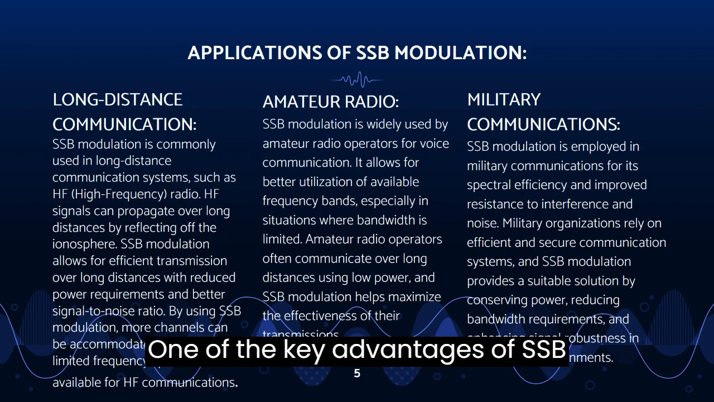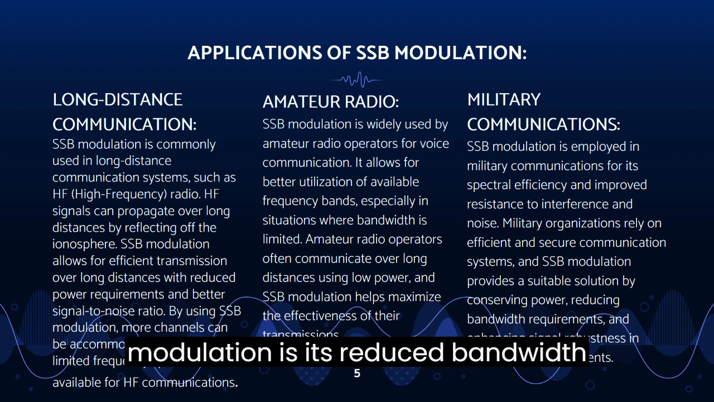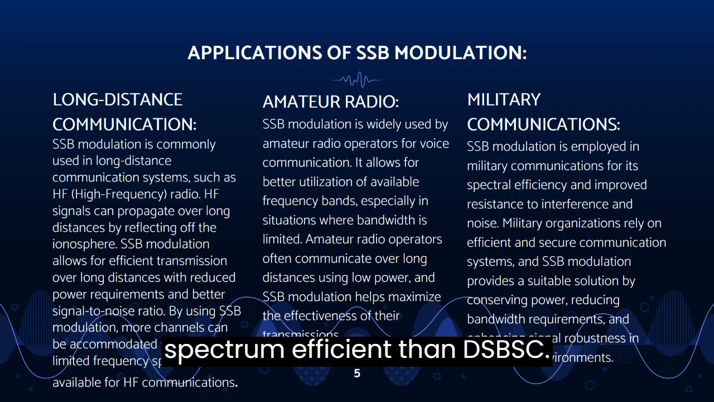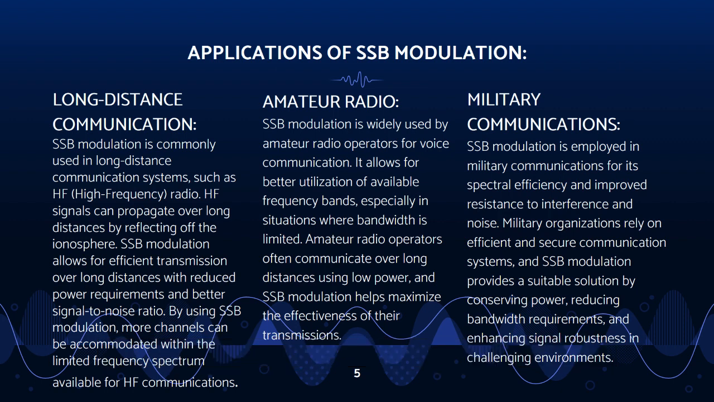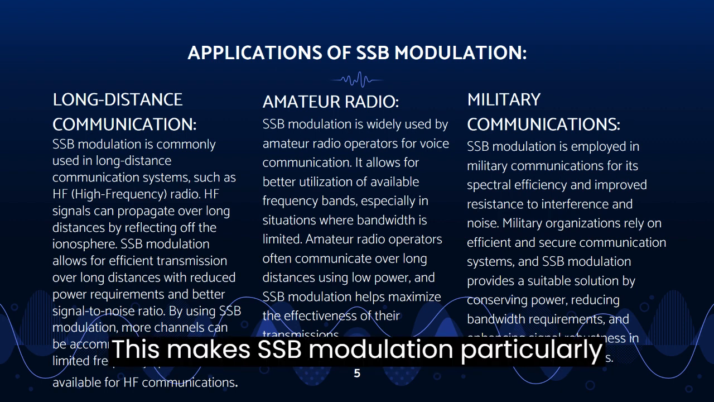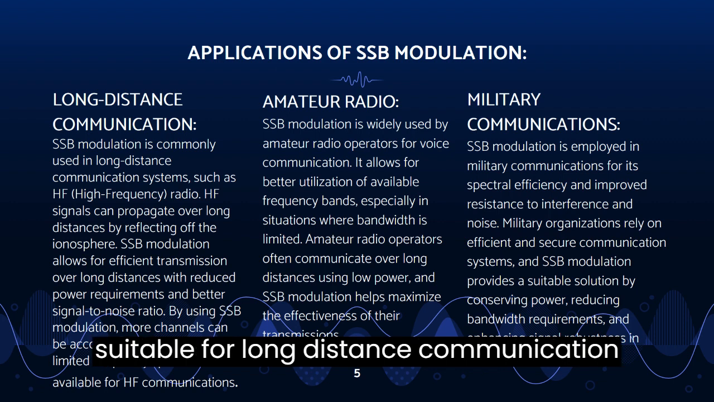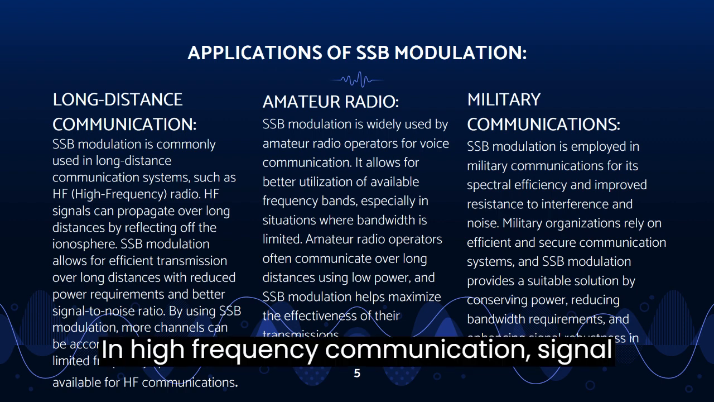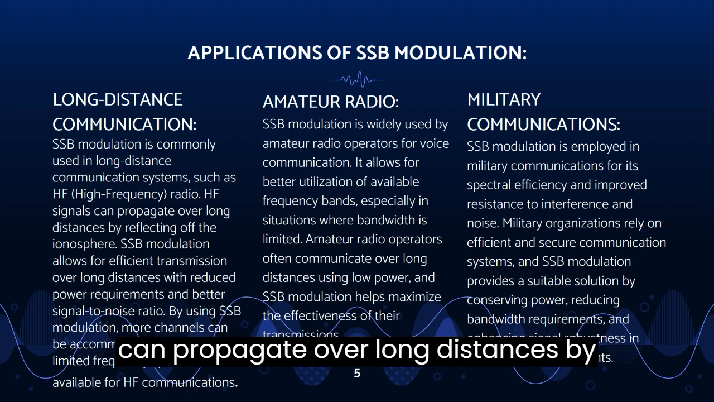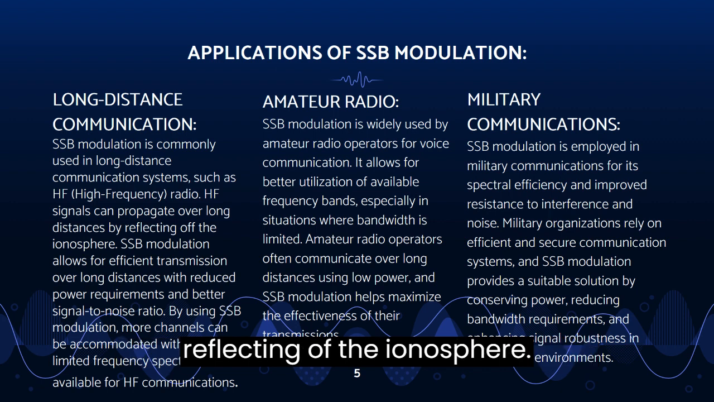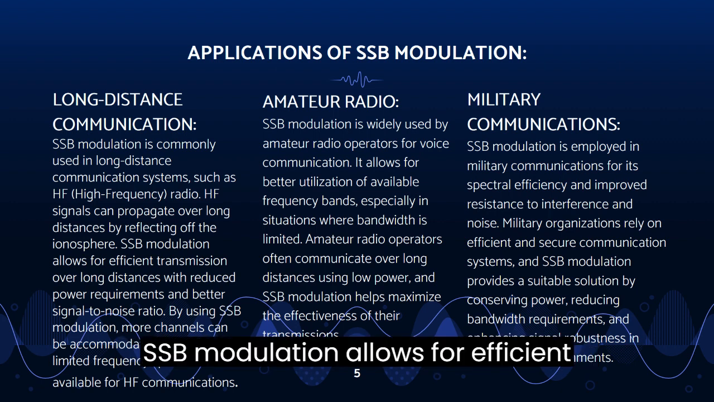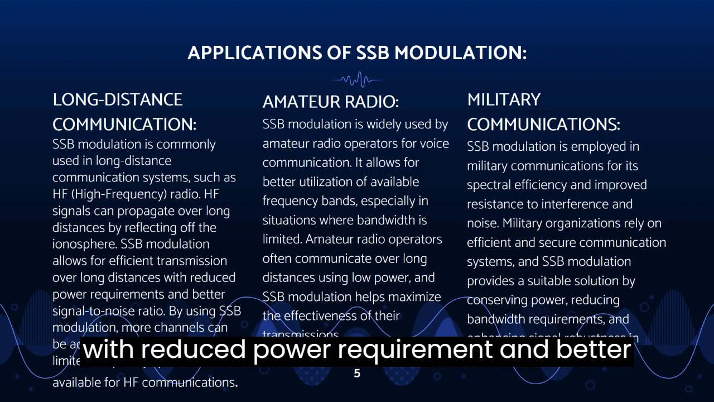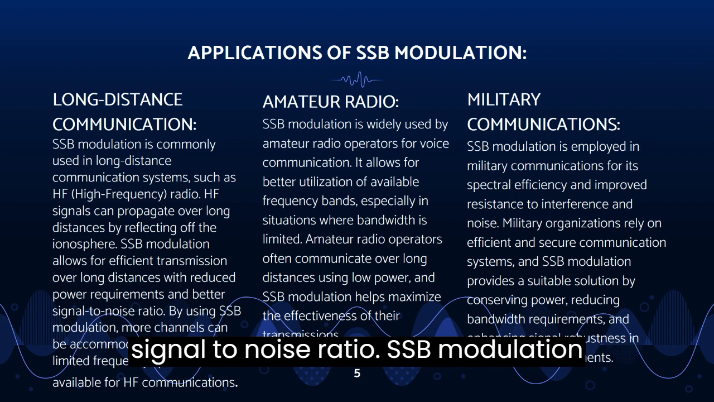and bandwidth. One of the key advantages of SSB modulation is its reduced bandwidth requirement, making it significantly more spectrum efficient than DSBSC. This makes SSB modulation particularly suitable for long distance communication systems like high frequency radio. In high frequency communication, signals can propagate over long distances by reflecting off the ionosphere. SSB modulation allows for efficient transmission over these long distances with reduced power requirements and better signal to noise ratio.